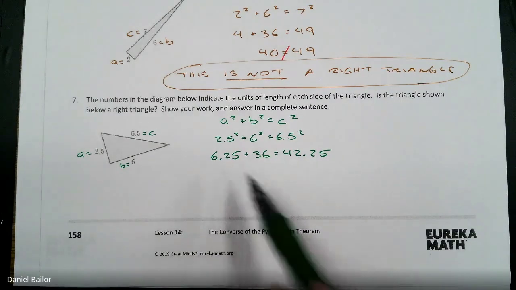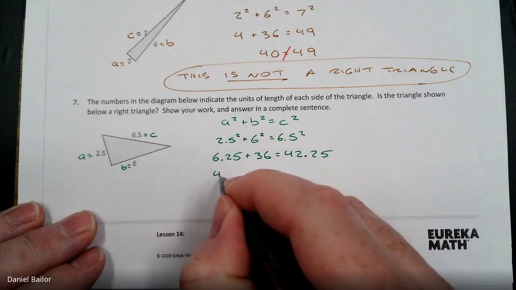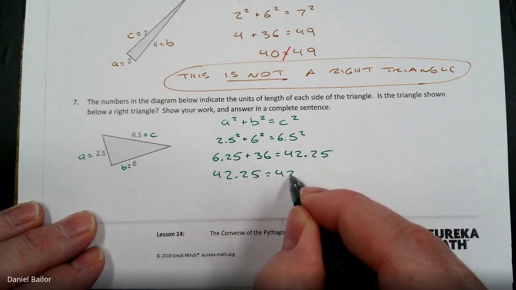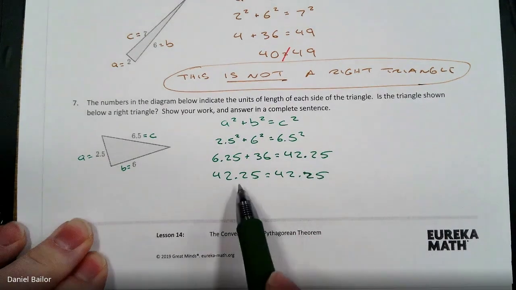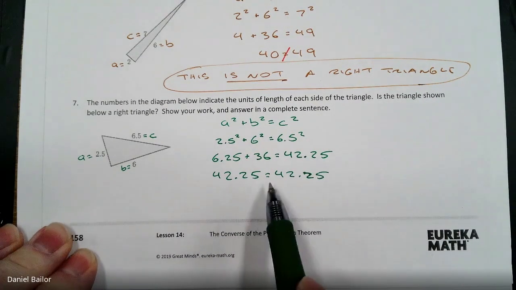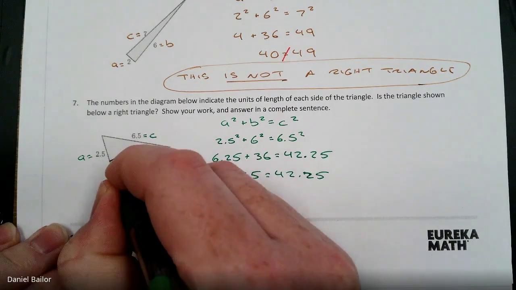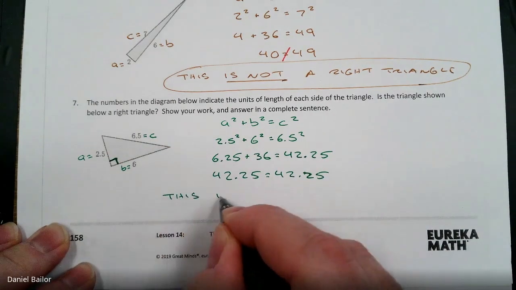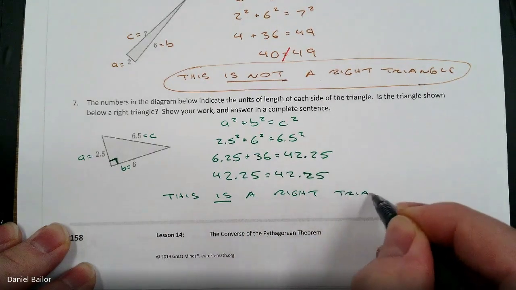Now I need to add this side together, so I do 6.25 plus 36, and I get 42.25 on this side, and I have 42.25 on this side, and these sides match. This is true. 42.25 does equal 42.25. So I can add my right angle box because it is a right triangle. And I write down that this is a right triangle.